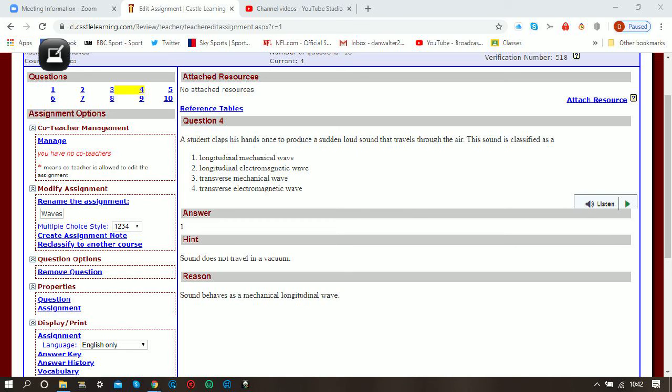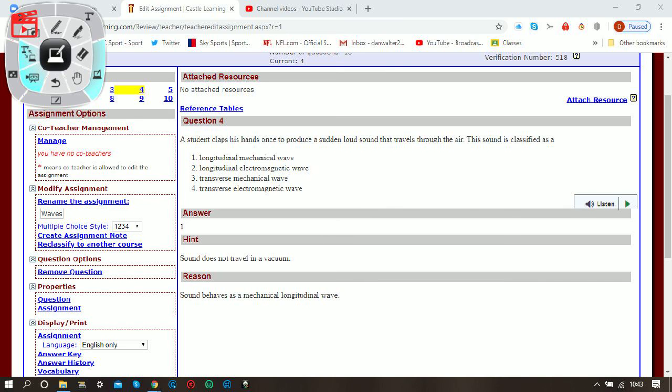substance, so sound waves are always mechanical. Electromagnetic waves do not require physical substance to work. They can travel through vacuums. All right, so electromagnetic waves only carry energy, not physical substance. And then sound waves are always mechanical. So the answer is 1, longitudinal mechanical wave.